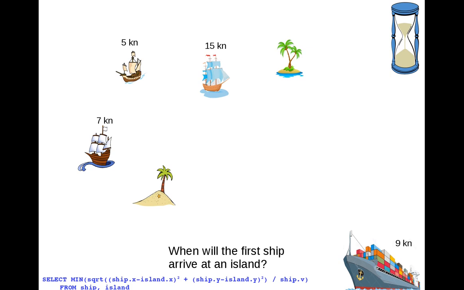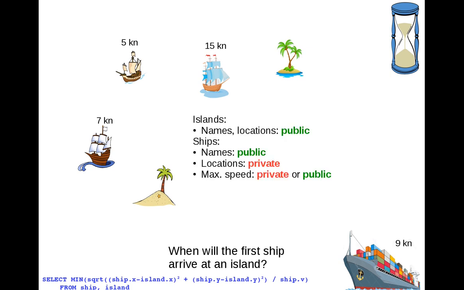When discussing what we may want to hide here, we have islands, and probably islands have names and locations, both of which can be considered public. The ships' names could also be considered public, because they are just identifiers of the ships. On the other hand, we consider the locations of the ships to be private. The ships can move around on the sea, so the locations are definitely private. The maximum speed of the ship does not change as often as the location of the ship, so depending on the application, it could be either private or public.